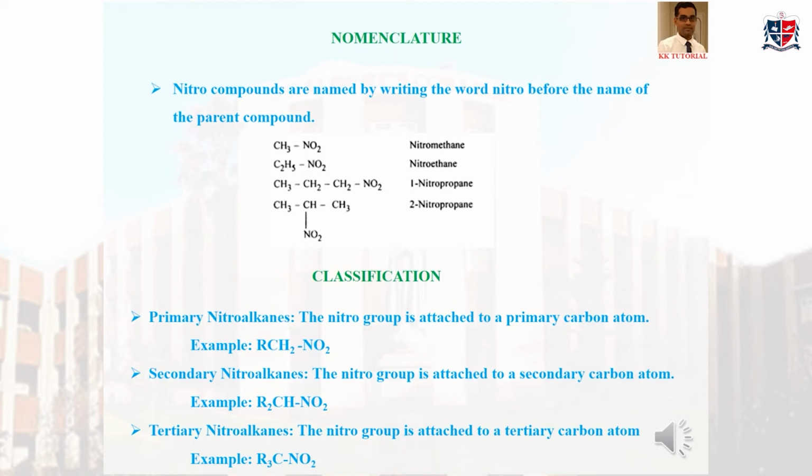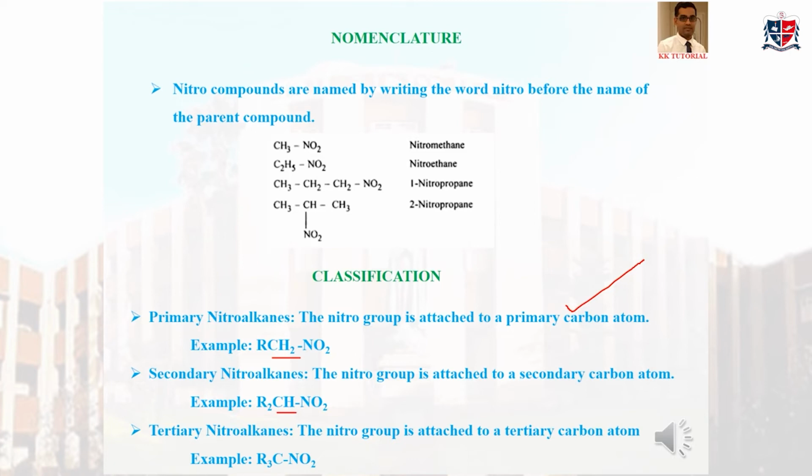Now classification. This classification is based on the alkyl part attached to the nitro group. We can classify them as primary nitroalkanes. That is, the nitro group is attached to a primary carbon atom. Example, RCH2NO2. Here, NO2 is connected to a primary carbon atom. Secondary nitroalkanes, the nitro group is attached to a secondary carbon atom. Here, this is a secondary carbon atom.